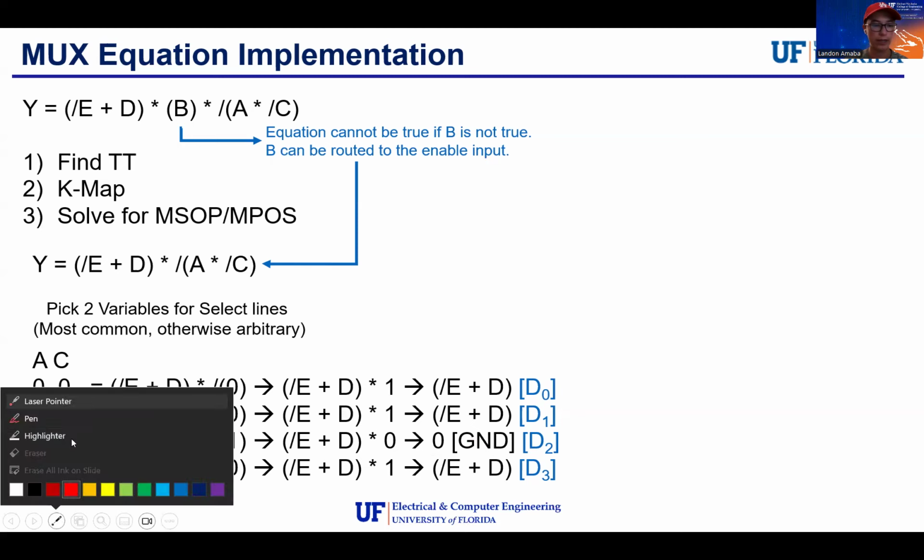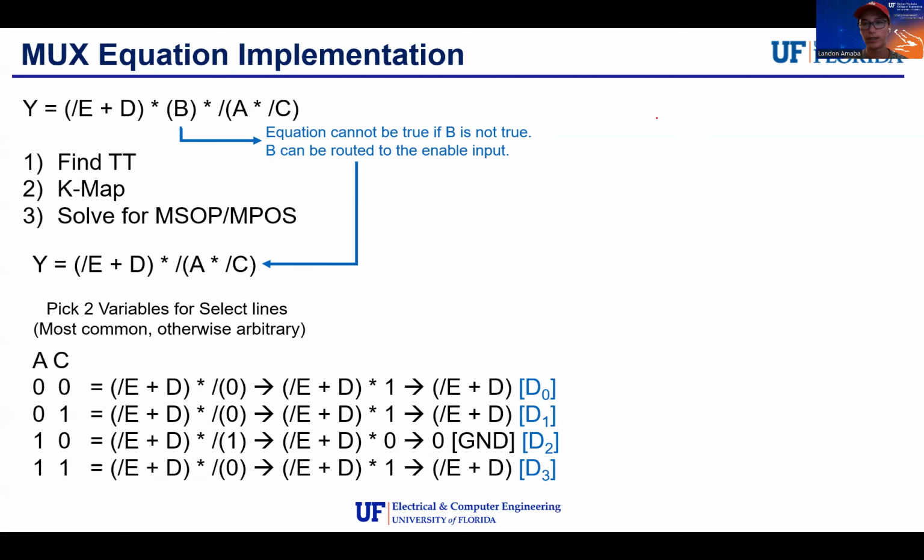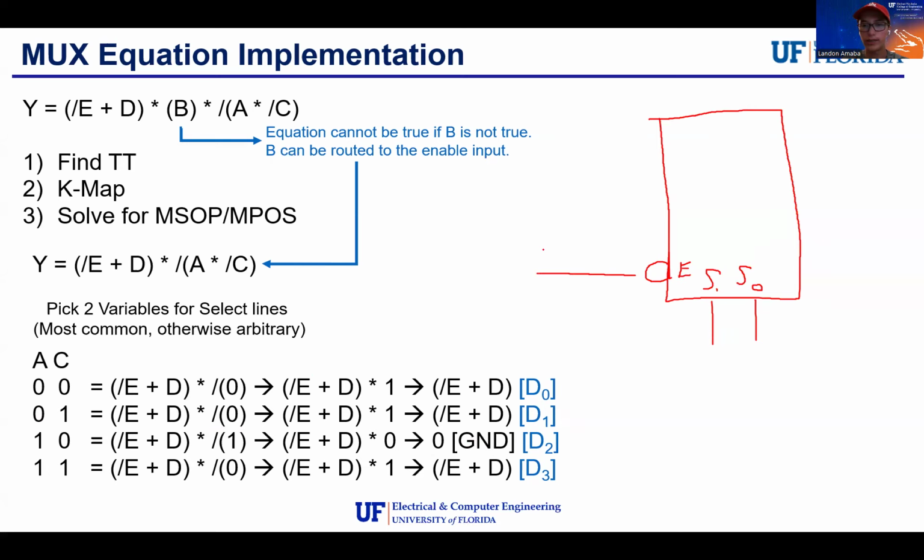I have a mouse here, so I'll try to draw the implementation. You'll have your MUX here, and you'll have S1 and S0. So this will go to S1 and 0, active high. And then we're going to make our little enable right here, and we'll tie this B and call it active low. And then of course you'll have D0, D1, D2, D3. And then of course you have not E or D.